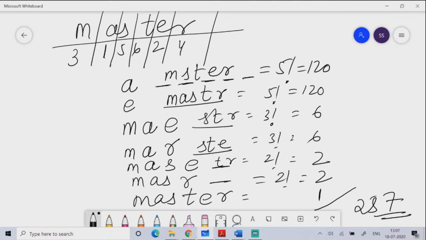So guys, when we talk about permutation and combination, it is a very vast topic. It is more logical in approach than mathematical.